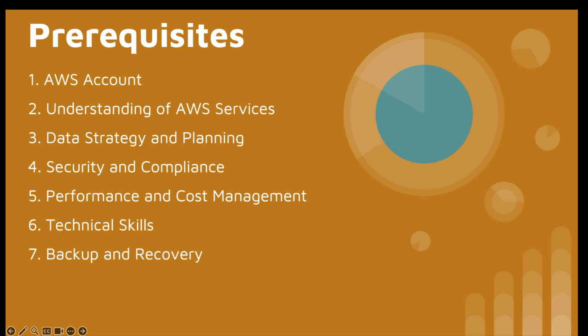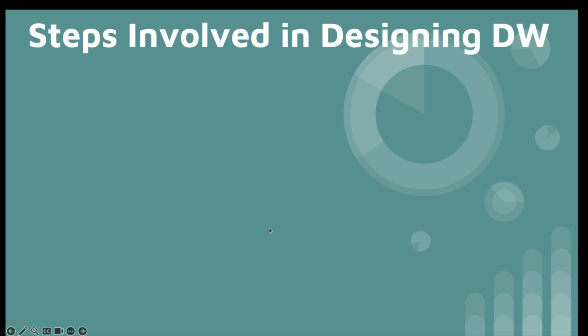Okay, then the final thing that you need is documentation and support. So you should be able to use the extensive AWS documentation that is available for Redshift. And if you need the support of professionals like AWS professionals, you might want to consider subscribing to the support plan. Okay, these are some of the steps involved in designing data warehouses. So the first thing is the designing of the business use cases.